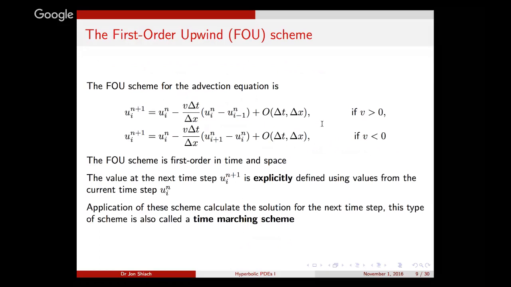This is what is known as an explicit scheme. In other words, I know all of those values here, so I can explicitly calculate our next value, u^(n+1). Application of these schemes calculates the solution of the next time step using the current time step. So you're stepping through time. So you've got the current solution, and we step by delta t to get the next solution. Then when we've got that, we step again to get the next solution. So it's often called a time marching scheme or a time stepping scheme.